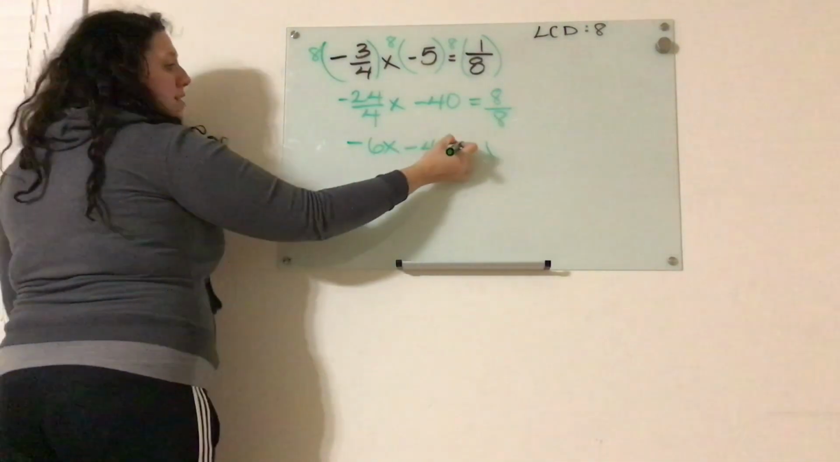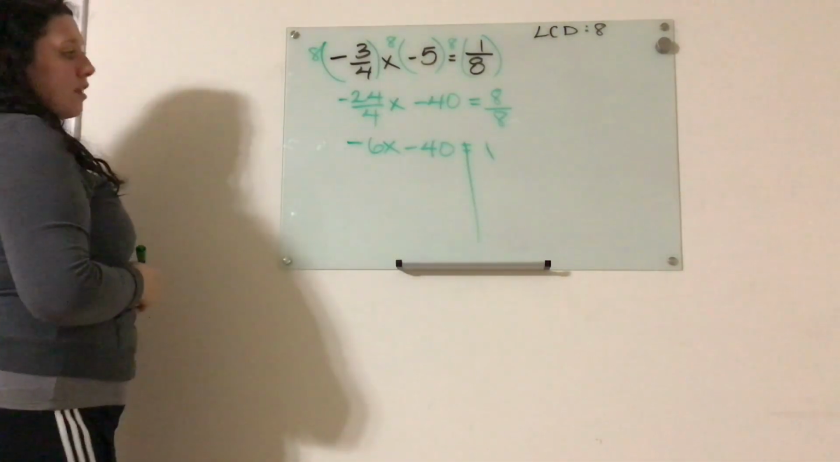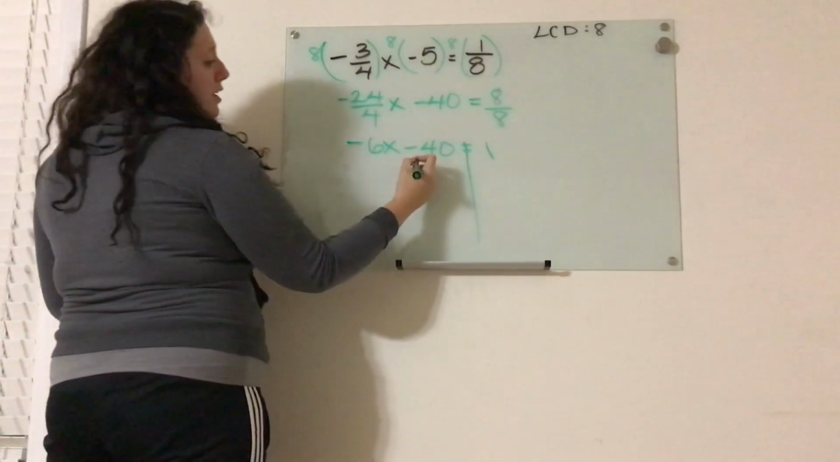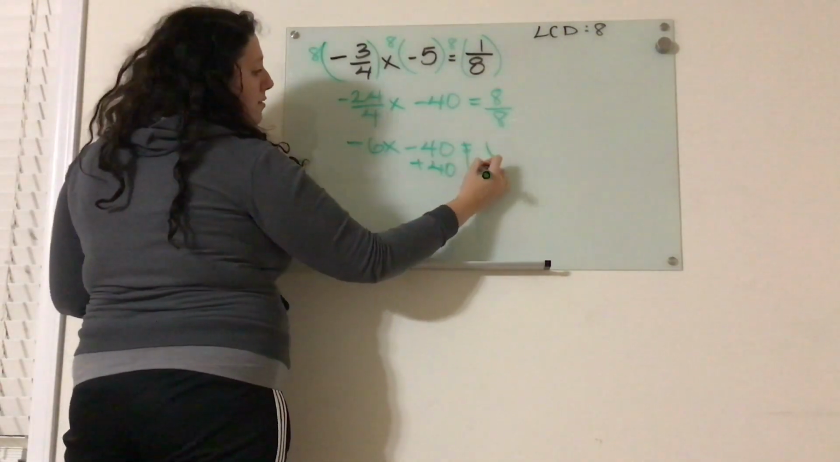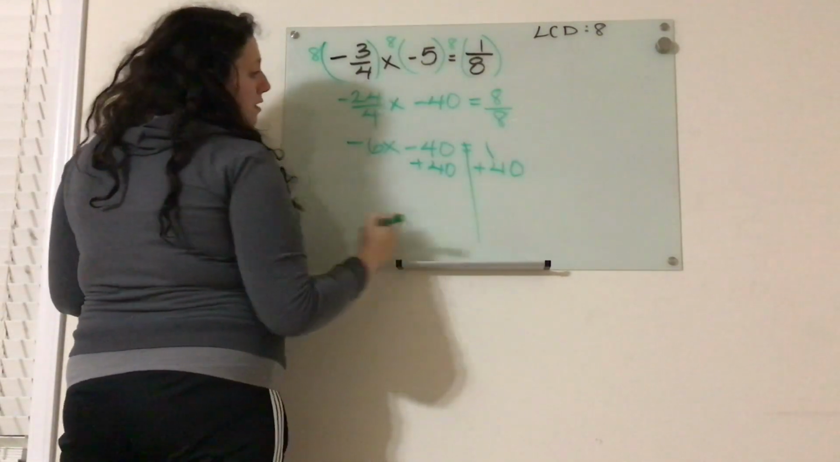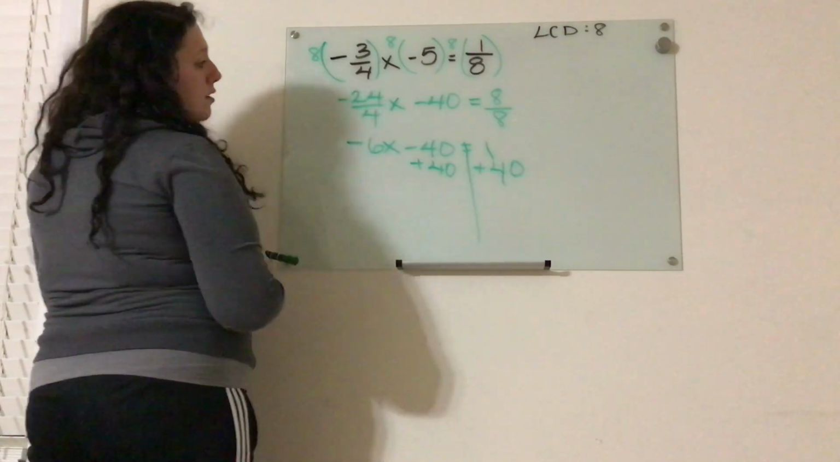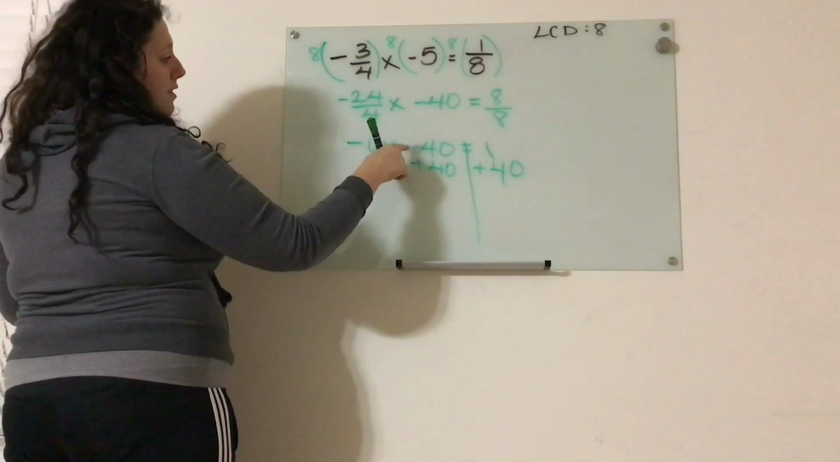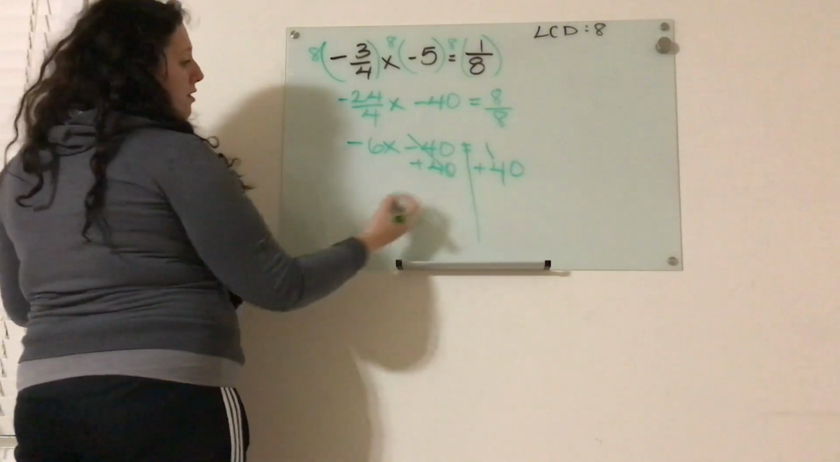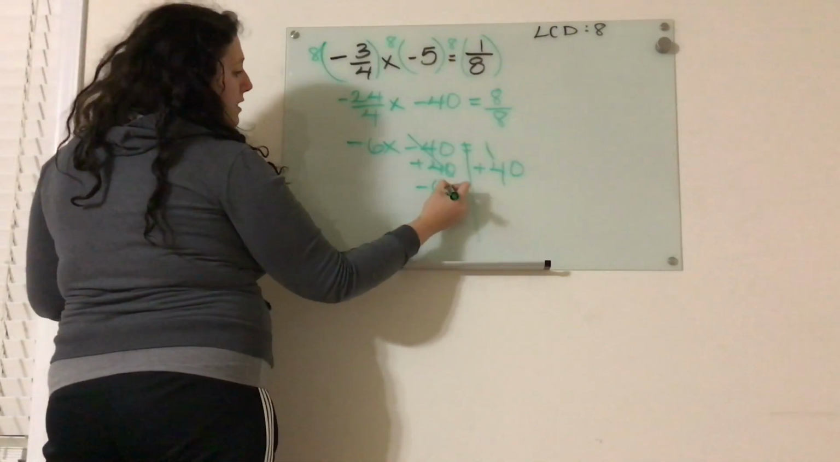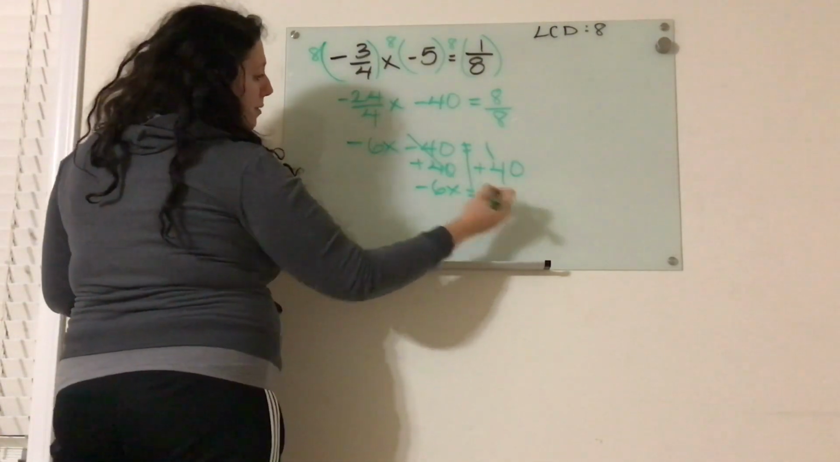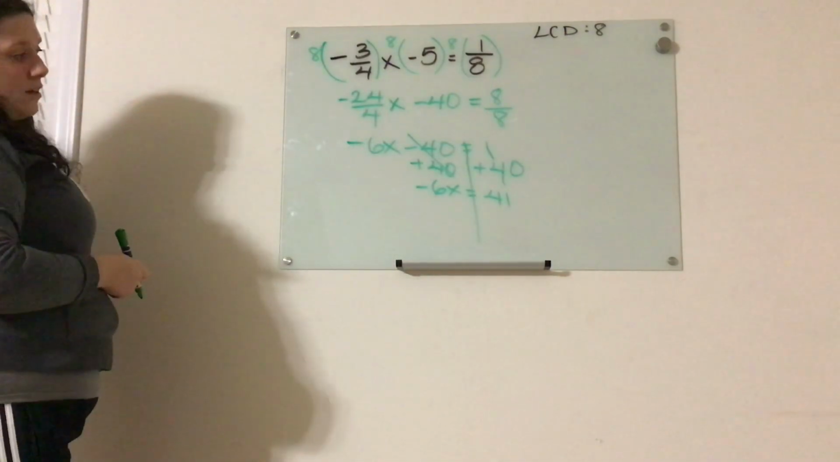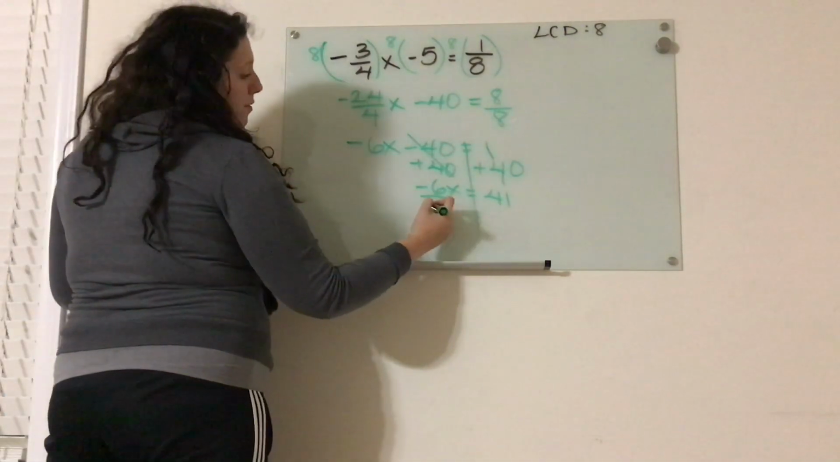All right, let's go ahead and solve this two-step equation. So I have a minus 40, which means I'm going to add 40 to both sides. All right, negative 40 and positive 40 cancel out, and I'm left with negative 6x equals 41. All right, I'm going to divide by negative 6.